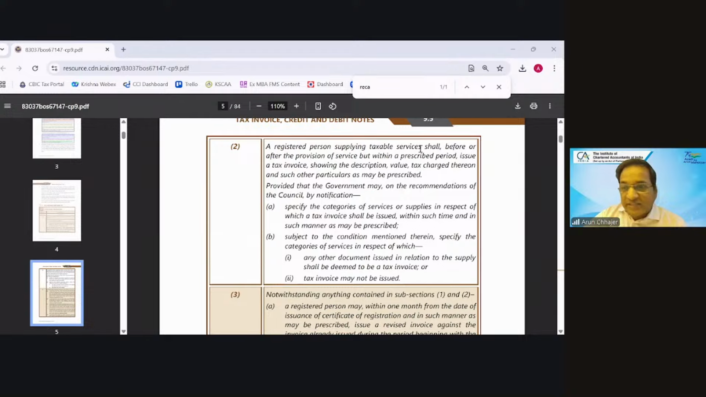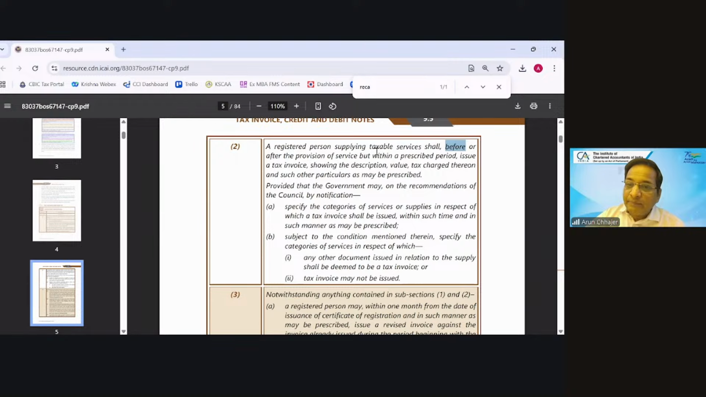Now it talks about services. A registered person supplying the taxable services shall issue the invoice before or after the provision of service. Again, the word "before" is there. It means, can I issue the invoice in advance? The answer is yes. Full invoice? Even if I am yet to complete the service and have not received any payment, can I still issue the invoice? The answer is yes, because Section 31 has the word "before."